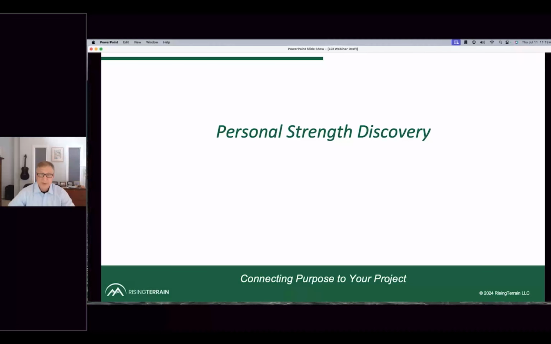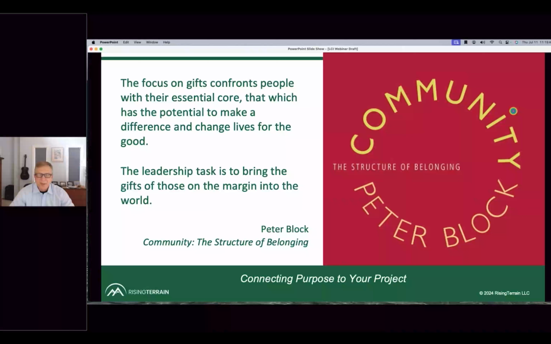We'll start with personal strength discovery. There are a lot of sources for these ideas, and understanding that this is an important idea. This one from Peter Block's book, Community: The Structure of Belonging, is important. And he uses the word gifts to talk about strengths. That's fine. Some people use the term core identity, in terms of this is who we really are on the inside. So you can think of them as gifts, or you can think about strengths, but these are the unique qualities that you bring to a project or an organization. So we need to understand what those are and talk about them.